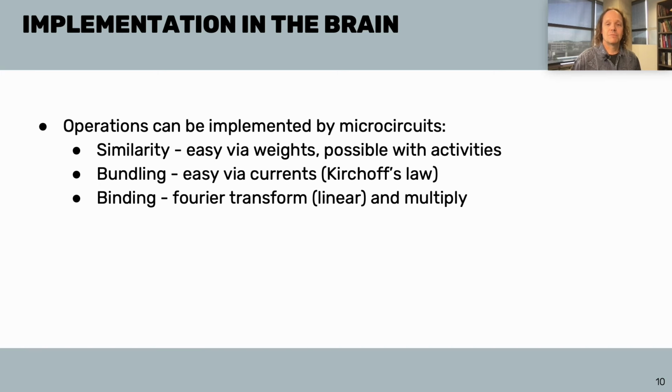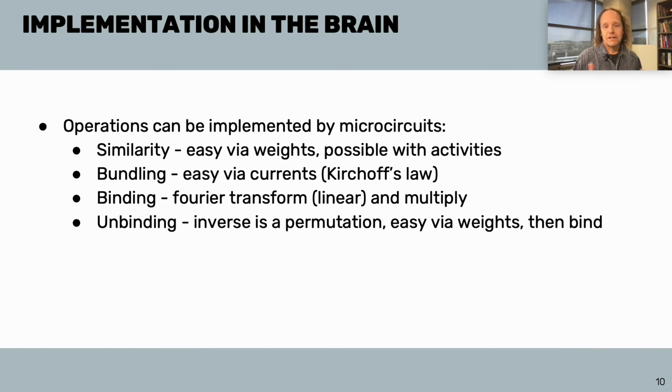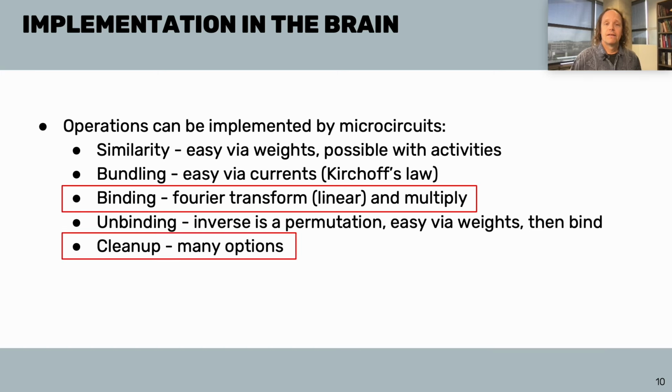Binding is a little bit more complicated because it's something like circular convolution. Nevertheless, we can perform a Fourier transform, which is just a linear operation, and we can then multiply the activities in the Fourier space together to perform that binding. And I'll come back to this in a minute. Last, we've got unbinding, which, as I've already mentioned, is really just binding plus a permutation because our inverse is a permutation. And last but not least, we have cleanup, and there are many ways this can be accomplished. In the next two slides, I'm going to talk a little bit more about binding and cleanup because they're critical and slightly more difficult to implement in a spiking neural network than the other operators.